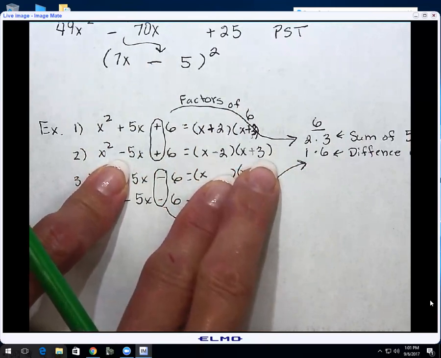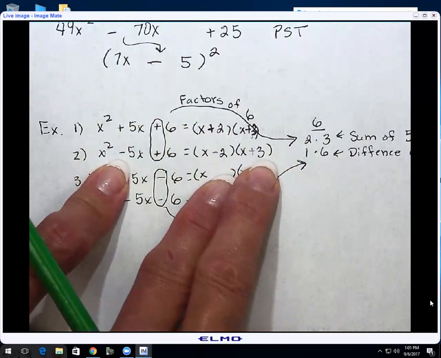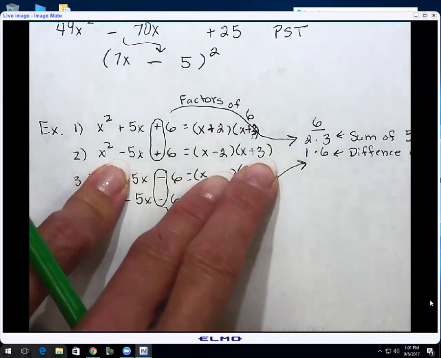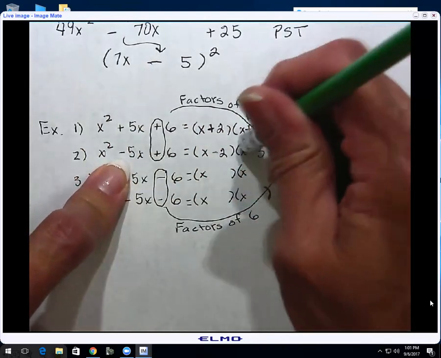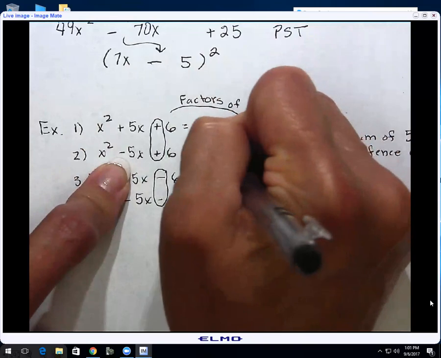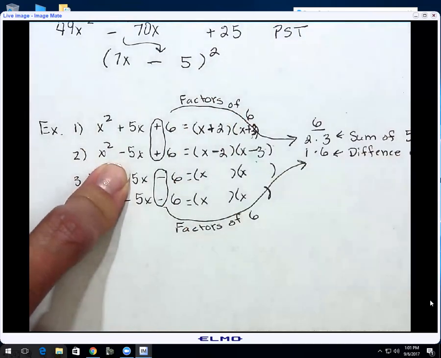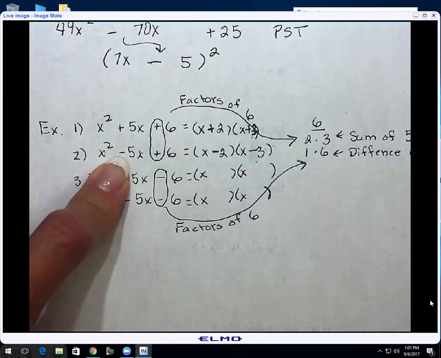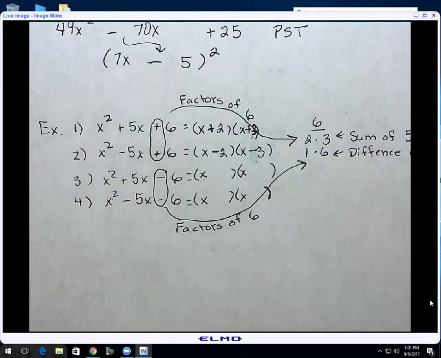Right. But the fabulous thing about factoring is you can put down what you think it is and check it, and if it's not right, you erase it. They would both have to be negative in order to combine to give me a negative 5 for the middle term. So it's all about trying something and checking it.